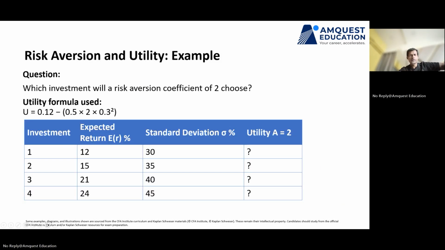So this is what the risk aversion utility function would be. They'll give the formula, normally utility formula 0.12 minus 0.5. If you look at this, the utility based on aversion and utility will work out like this. Okay. Expected return is 12%, 15%, 21%, 24%. If the standard deviation is 30, 35, 40, 45, what will be the utility? Now remember, aversion is 2, right? So what would be the utility function?